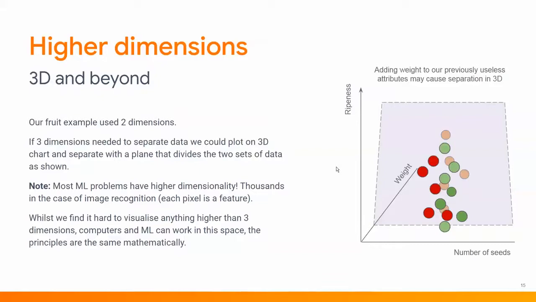In our simple example, we had just 2 dimensions. Let's assume we had 3. In that case, we'd need to plot it on a 3-dimensional graph, as you can see on the right-hand side. And here, instead of using a line, we need a plane, or a rectangle in 3D space, if you will, to be able to separate the data in a meaningful way.